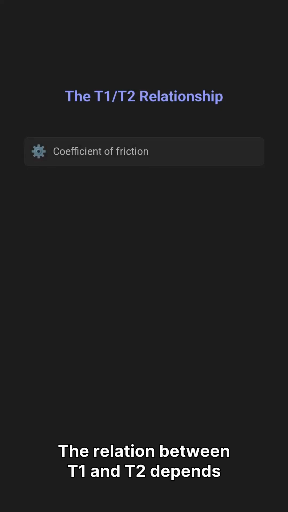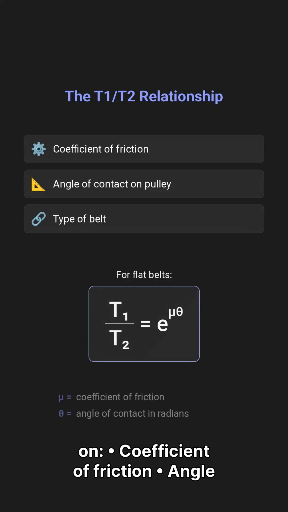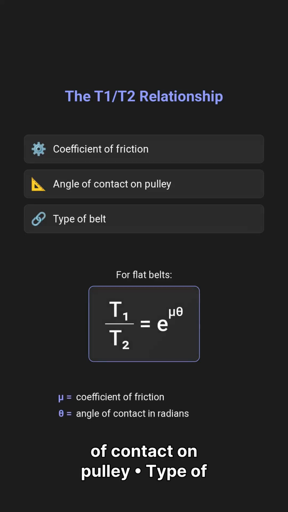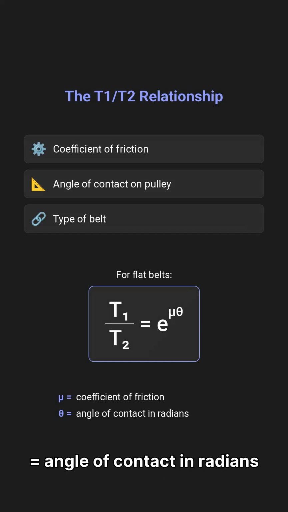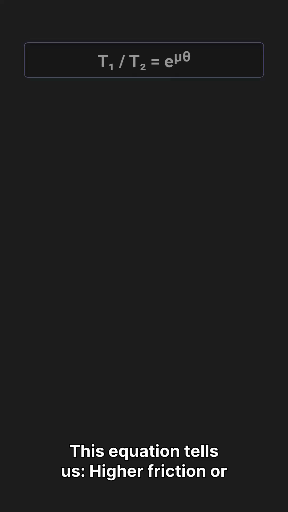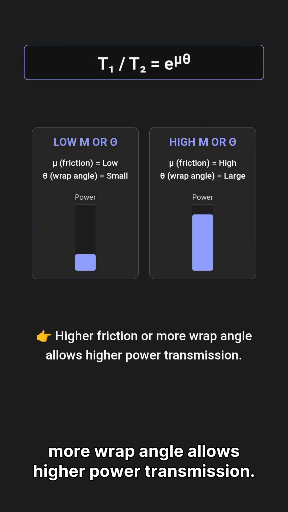The relation between T1 and T2 depends on coefficient of friction, angle of contact on the pulley, and type of belt. For flat belts, T1/T2 equals e^(mu times theta), where mu equals coefficient of friction and theta equals angle of contact in radians. This equation tells us higher friction or more wrap angle allows higher power transmission.